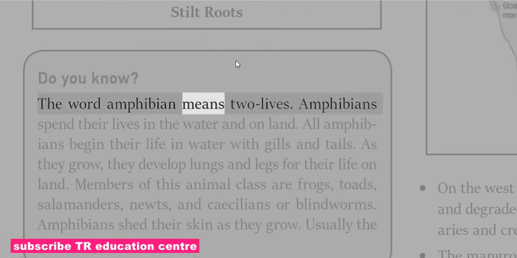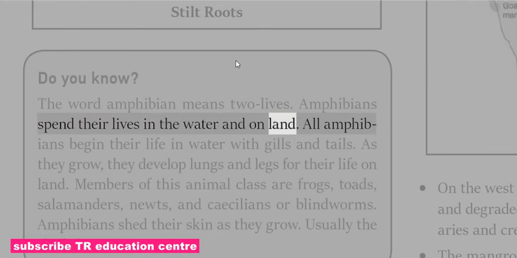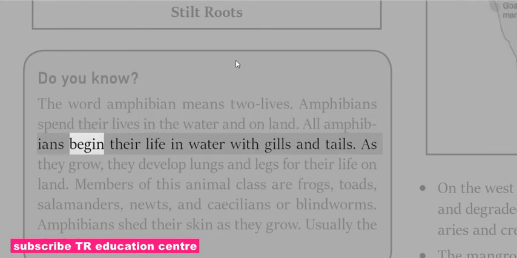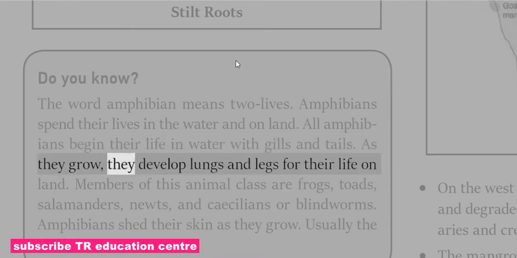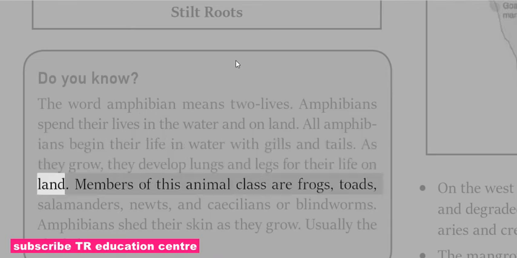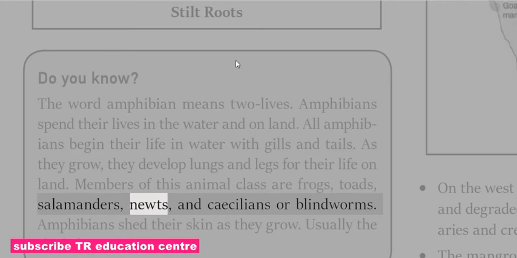The word amphibian means two lives. Amphibians spend their lives in the water and on land. All amphibians begin their life in water with gills and tails. As they grow, they develop lungs and legs for their life on land. Members of this animal class are frogs, toads, salamanders, newts, and caecilians or blindworms.